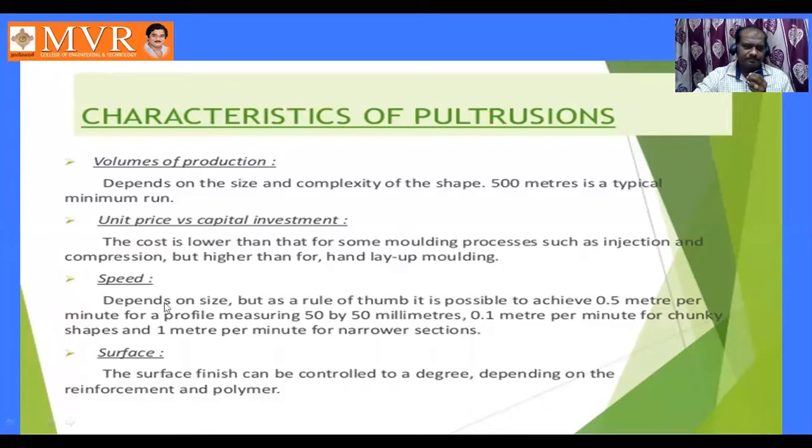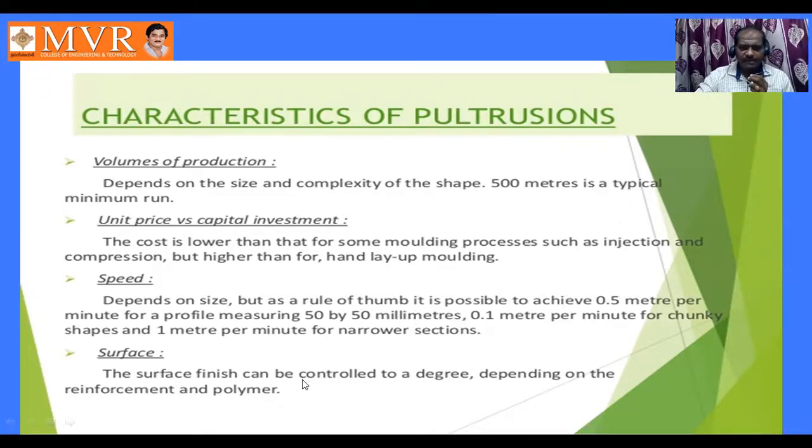Speed depends upon the size, but as a rule of thumb, it is possible to achieve 0.5 meter per minute for a profile measuring 50 by 50 millimeters, 0.1 meter per minute for chunky shapes, and 1 meter per minute for a narrower section. These are the speeds at which products can be developed.